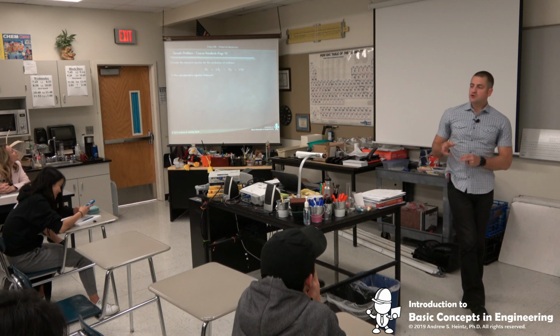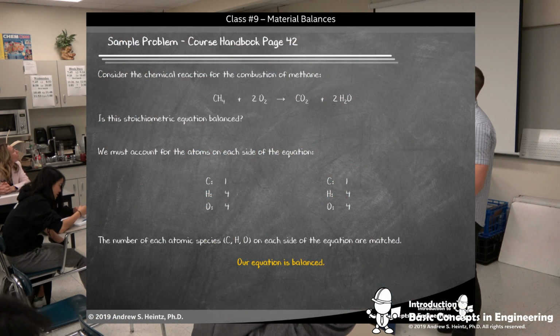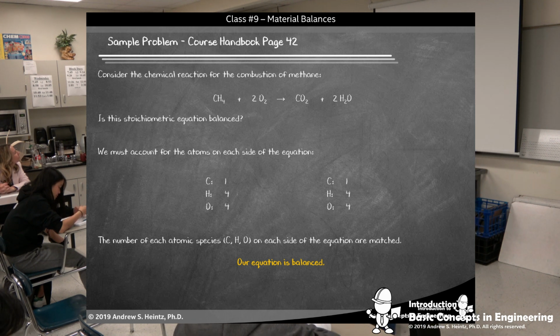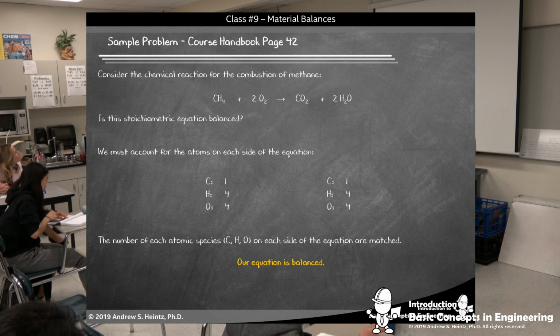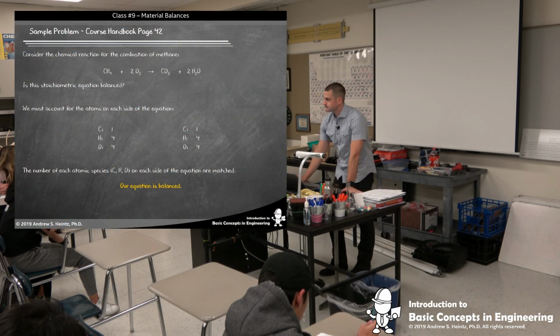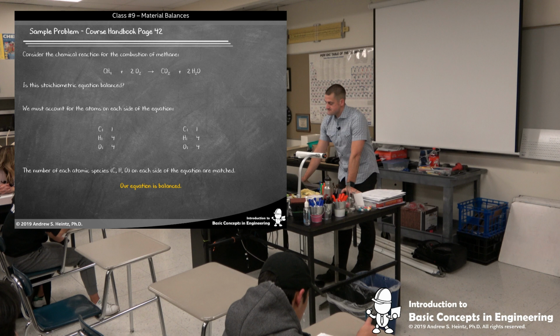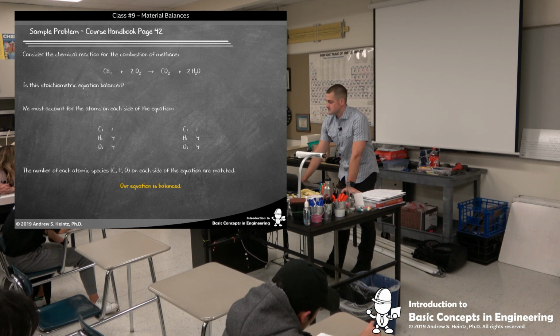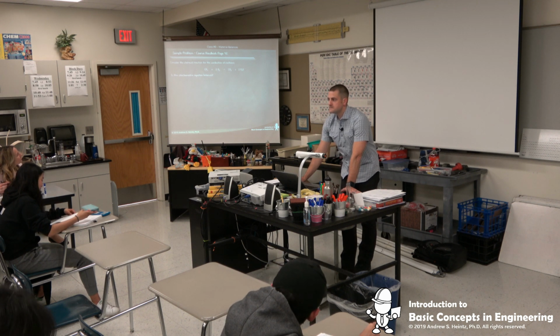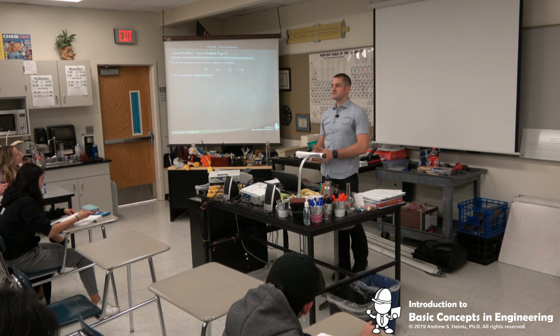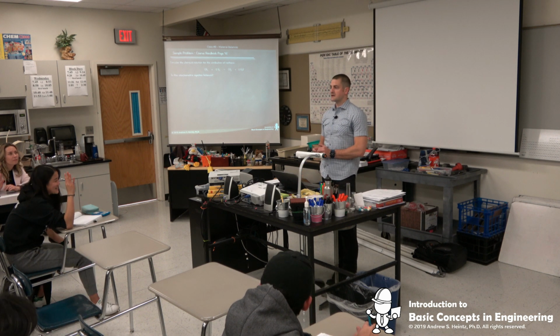All right, so on page 42, consider the chemical reaction for the combustion of methane. Combustion is burning in oxygen. Is this equation balanced? Daphne, is this guy balanced? Page 42. How many carbons do I have on the left side? You say it's balanced? Does anybody think it's unbalanced? Show of hands, who thinks it's balanced? Okay, mostly balanced.